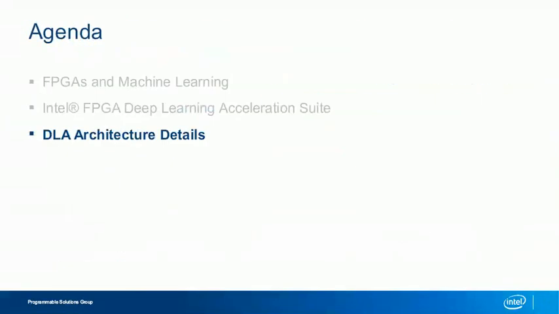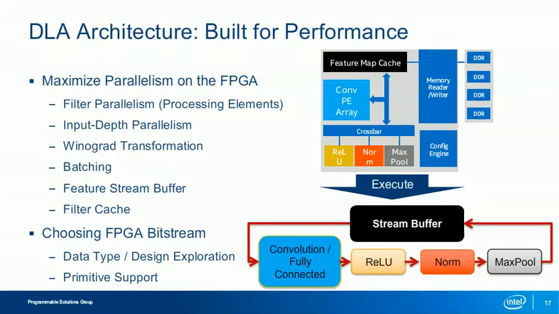Now that we understand the Intel FPGA DLA Suite contents, let's dig deeper to see how the DLA architecture runs on the FPGA and how ConvNet inferences are accelerated. The DLA architecture is built for performance and uses many different techniques to maximize parallel execution on the FPGA. We will discuss each of these techniques in depth in the coming slides. Essentially, the execution of the DLA primitives is arranged in a subgraph that's most suitable for a particular type of network, and then repeatedly executed for each layer.